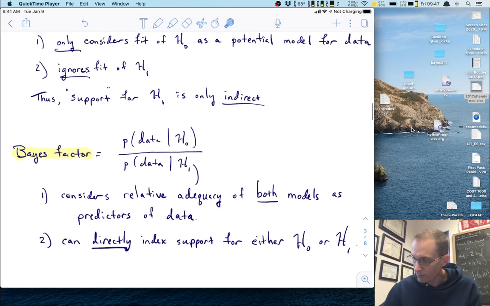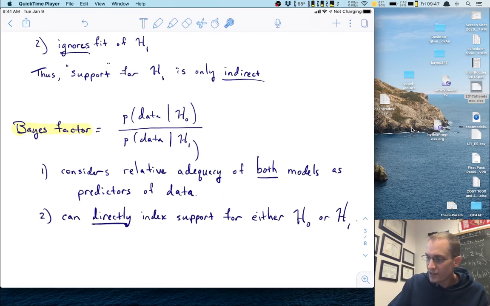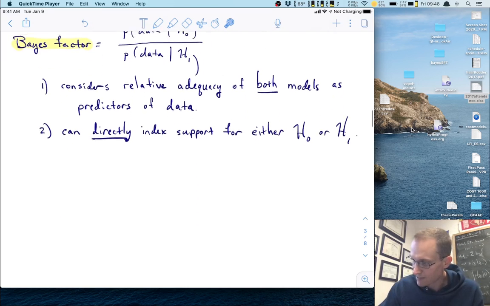On the other hand, a Bayes factor, which looks like this, is the relative fit, right? It considers the relative adequacy of both models as predictors of our data, and as such, it can directly index support for either model. It can index support for H0, or it can index support for H1. That's something we absolutely do not get with p-values. With p-values, you might remember, we can reject the null, and that sort of leaves us with support for the alternative. But if we fail to reject the null, we're sort of left with nothing, right? The Bayes factor does a little bit better and lets us directly support either hypothesis. That's really a nice thing.